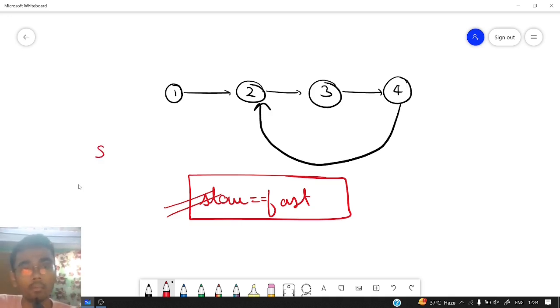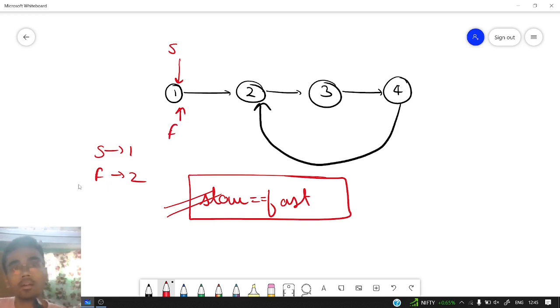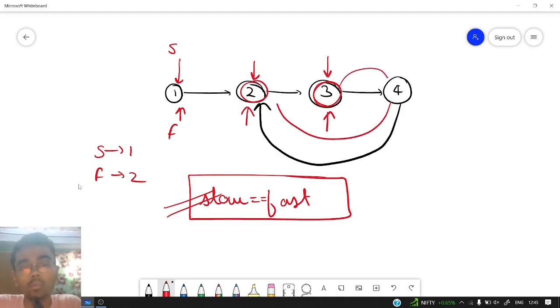So we know that the slow pointer moves one step and the fast pointer moves two steps at a time. Initially they both will be pointing to the head of the linked list. This is the fast pointer and this is the slow pointer. First the slow pointer will move one step and the fast pointer will move two steps. So the fast pointer will be pointing here and the slow pointer will be moving here. Now in the next step, the slow pointer will be pointing here and the fast pointer will move to 2. Why 2? Because it will move two steps. So 3's next is 4 and 4's next is 2. So after two steps, the fast pointer will be pointing to 2.